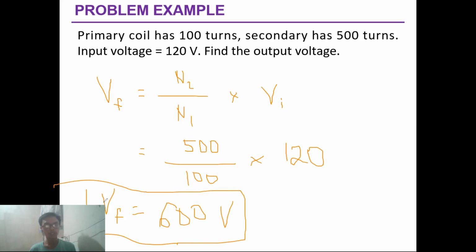So why do power companies use step-up transformers for transmission and step-down transformers for distribution? What do you think?